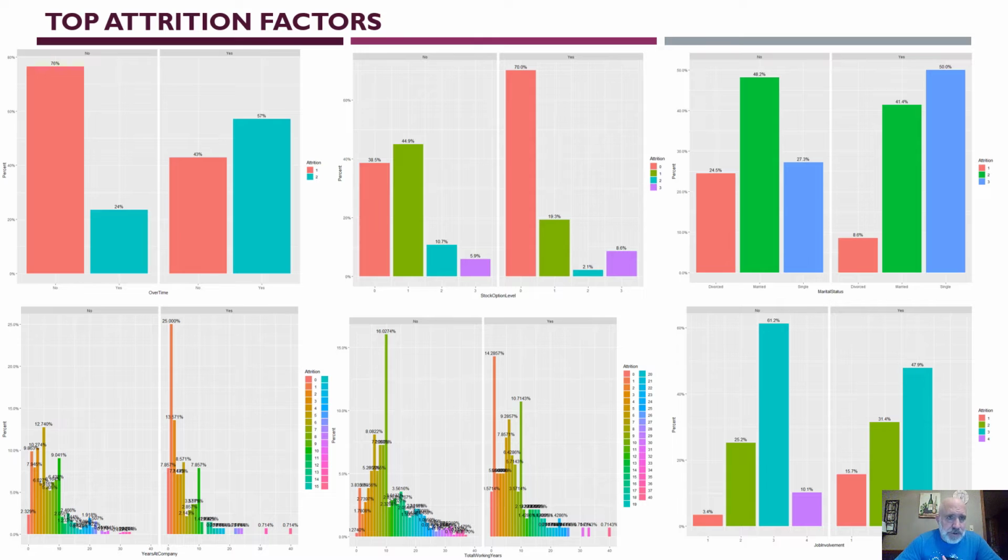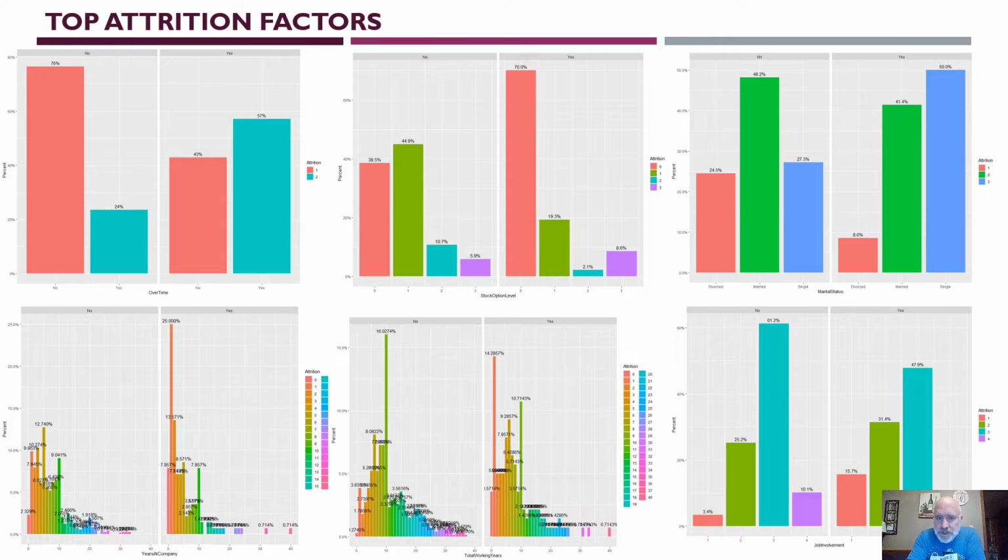Then we dug a little bit deeper into each of the factors that were affecting attrition, and you can see here, maybe this will help you to make some decisions. So overtime, you can see these are all split no, yes. So the yes attrition on the right-hand column of that overtime chart, you can see 57% of employees working overtime left the company. So that seems to be having a very strong impact.